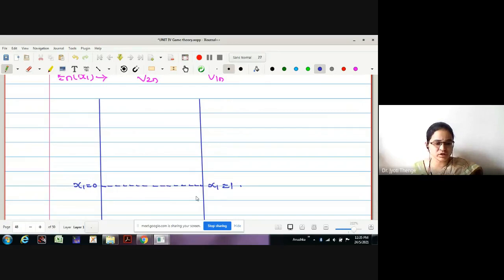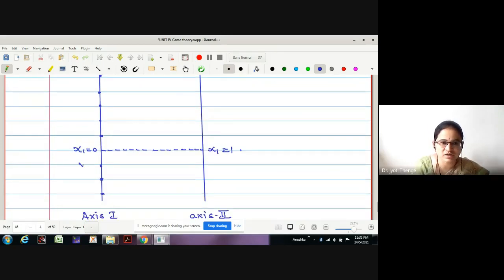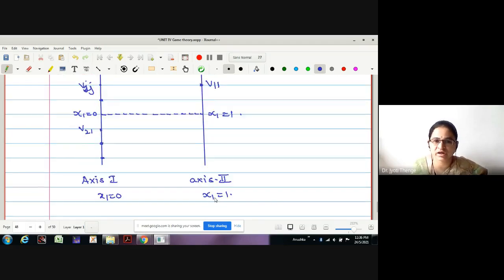Now let me put the entries here. These are the entries, say V21, whatever it is. We cannot say anything about the entries, therefore we can plot them at any stage. Say this is V21, somewhere it is V22, somewhere V2j, up to V2n. And here I can plot V11, let it be V12, somewhere here V1n.